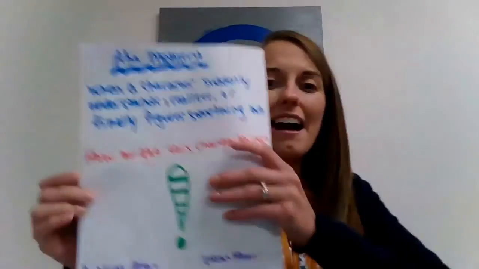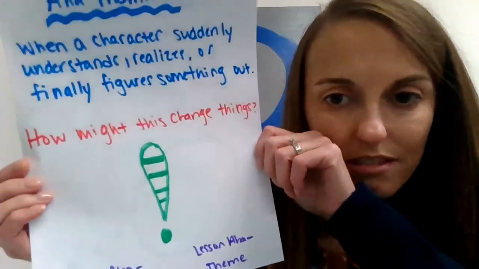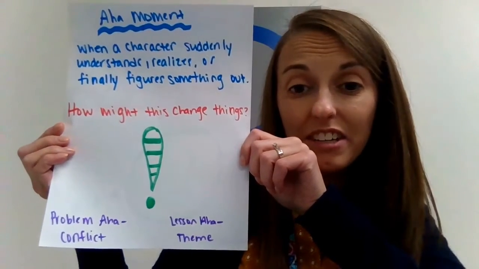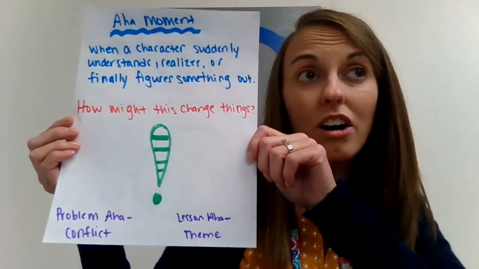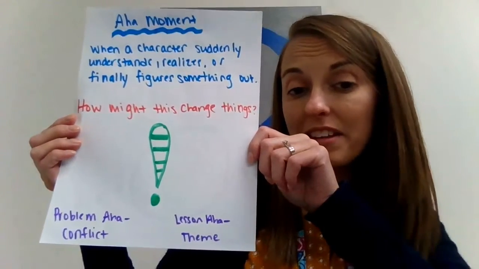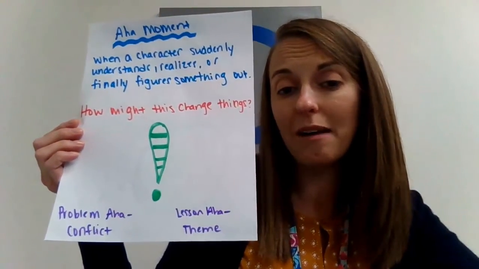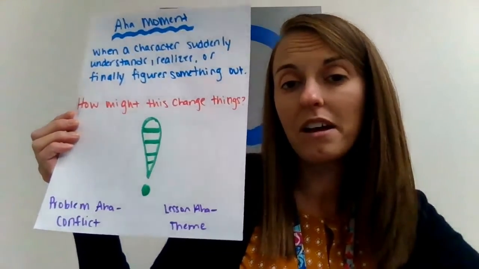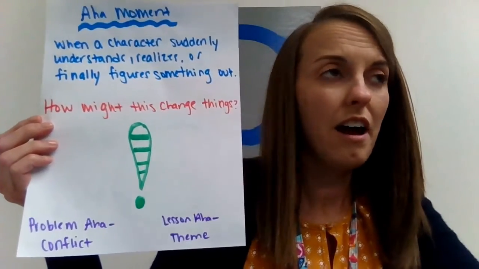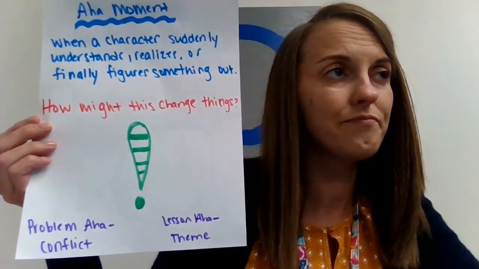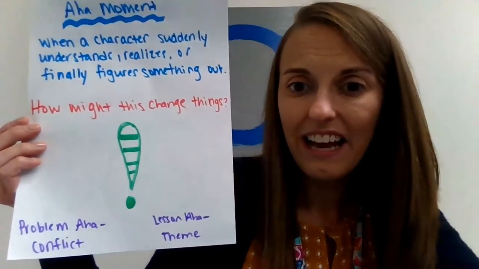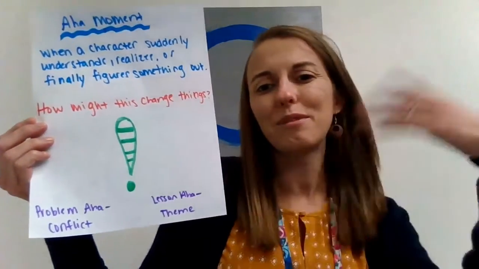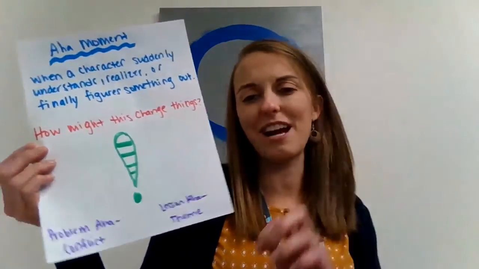Three left. Aha moment is when a character suddenly understands, realizes, or finally figures something out. They might say, "Oh, huh." And then we think, how might this change things? And if they figure out a problem, it might help with the conflict. And if they figure out a lesson, it would help with the theme. And so, an example of that might be where I'm like, oh, I get it. When I'm thinking about maybe piecing something together, I'm struggling with an example, but pretty clear. You're like kind of that light bulb on the top of your head.